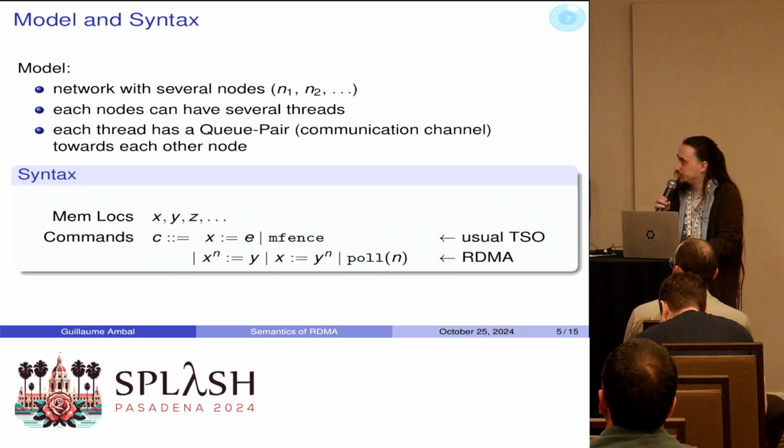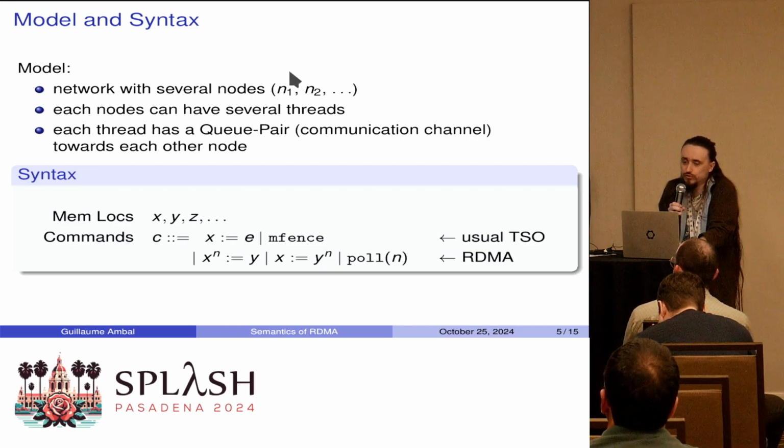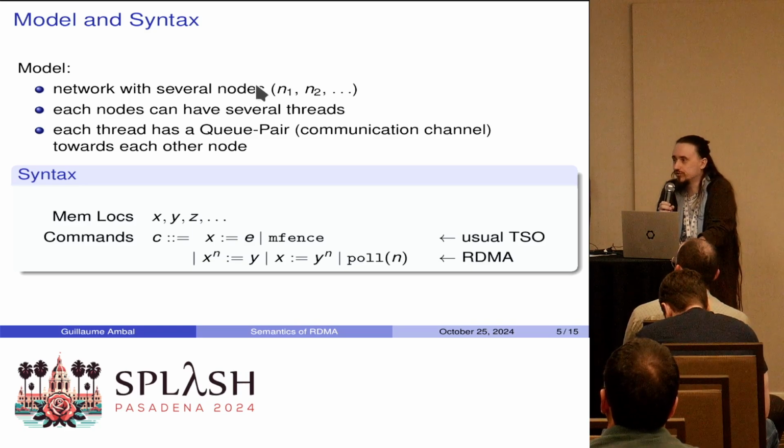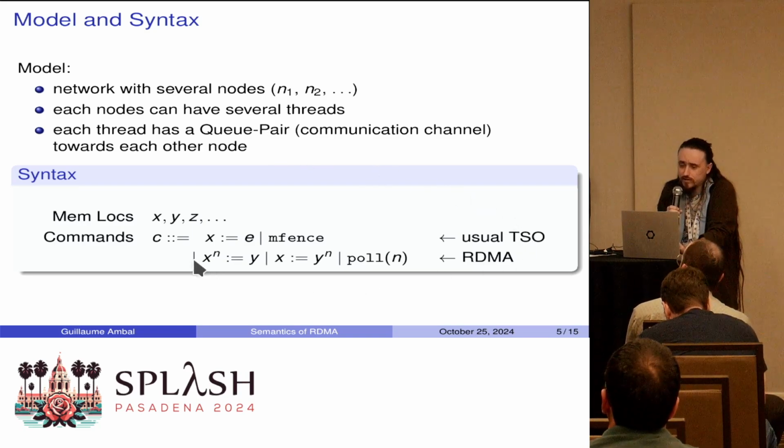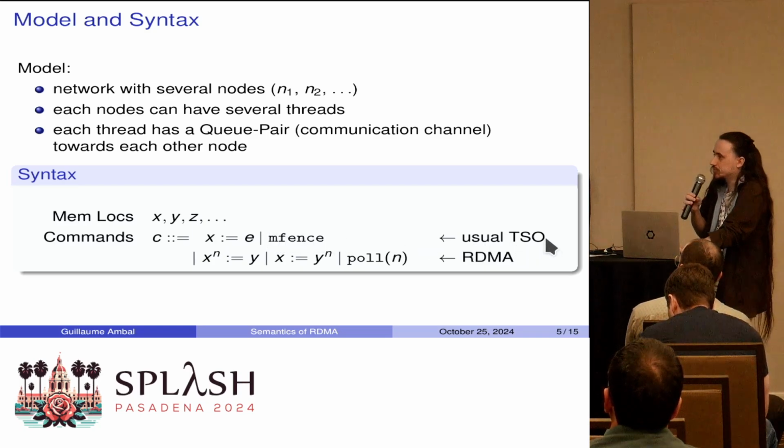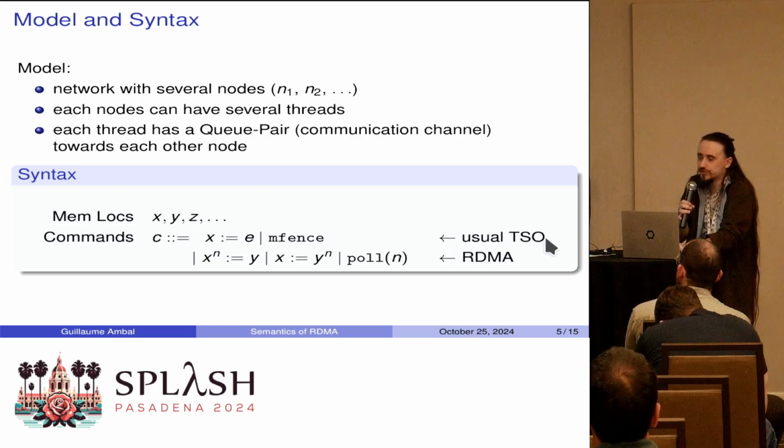Before I can get to a few examples, I still need to say what a program is. And so we have, as I said, a network of nodes, nodes being computers. Each computer can have several threads, and each thread can communicate with other computers. And so a program looks like this. You have usual x86 operations, so read, write, so about everything you want. And it follows TSO because TSO is a memory model for x86.